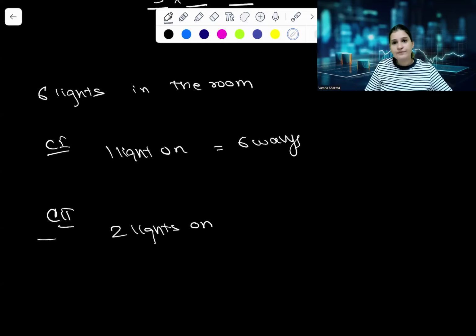first and the second light. I can switch on the first and the third light. I can switch on the first and the fourth light. I can switch on first and fifth, first and sixth. Again, second and third, second and fourth, second and fifth, second and sixth, third and fourth, third and fifth. There are so many ways. How will you calculate?